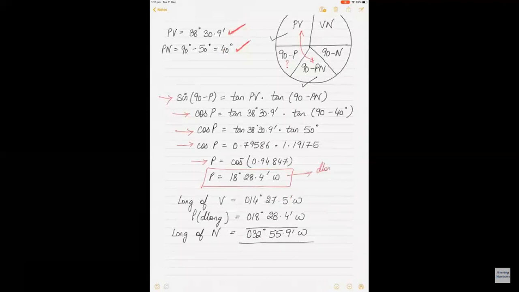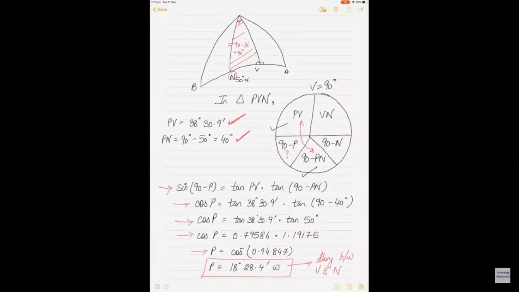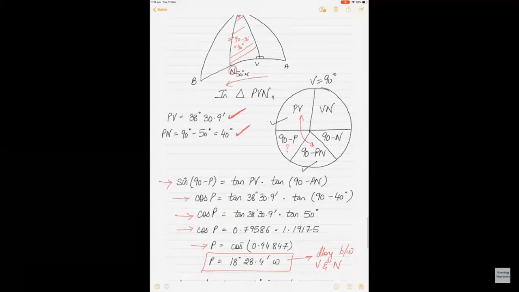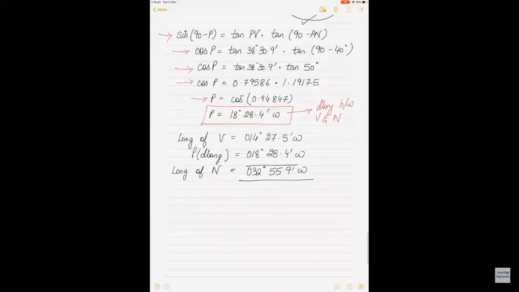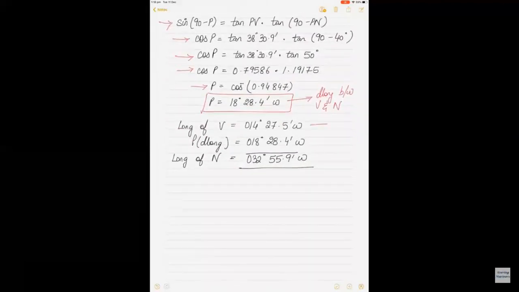Now this 18 degrees 28.4 minutes that I've explained before gives you the D long between the vortex and N. We need to calculate the longitude of the point N. The longitude of the vortex, as you see in the diagram, is 14 degrees 27.5 west, and N is also westerly of the vortex, as we are going on a westerly route. From the diagram we can see, from the vortex longitude, the longitude should be increasing westward, right? So we have longitude of the vortex as 14 degrees 27.5 west and 18 degrees 28.4 west. So add, and we get 32 degrees 55.9 west. That is the longitude of N.